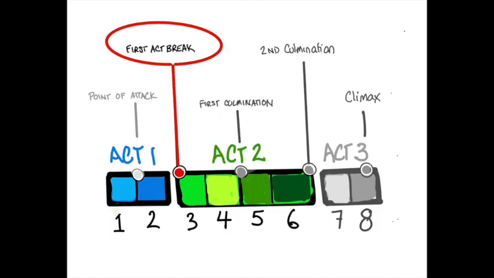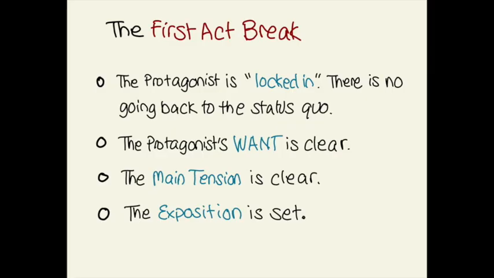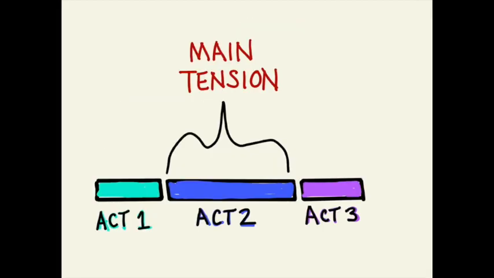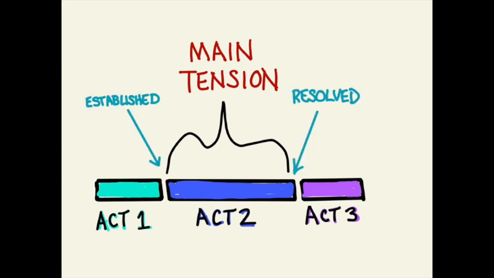The next major plot point is the first act break. The first act break usually has 4 elements. 1, it's the moment where the protagonist is locked in, and there is no going back to the status quo. 2, the protagonist has made a decision to pursue their want, and that want is clear. 3, the main tension has been clearly established, and this is really the most important part, because the second act in general is defined by main tension being established and then resolved.